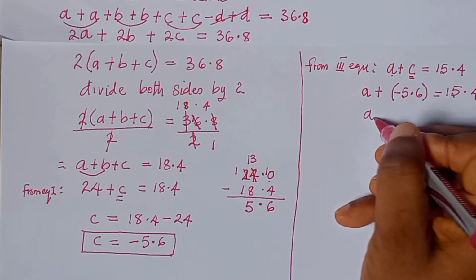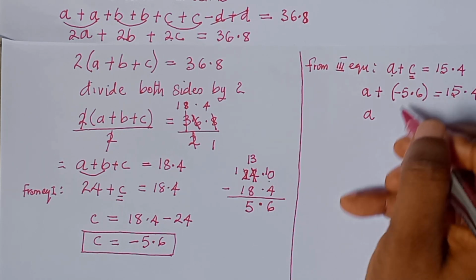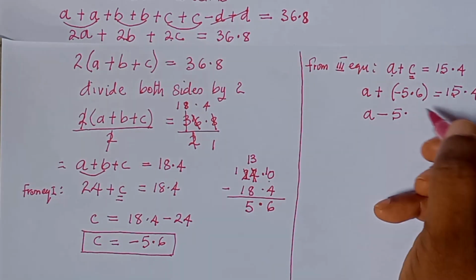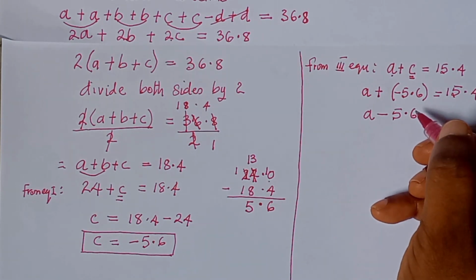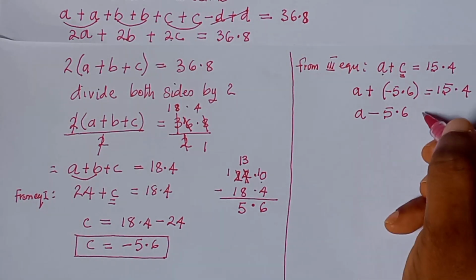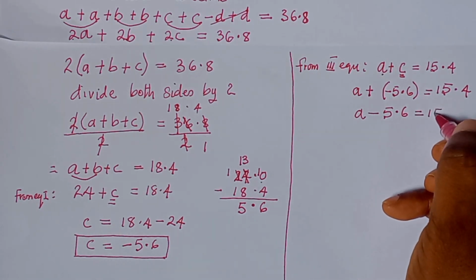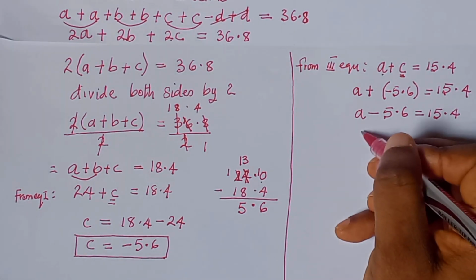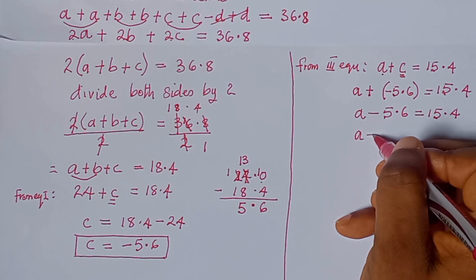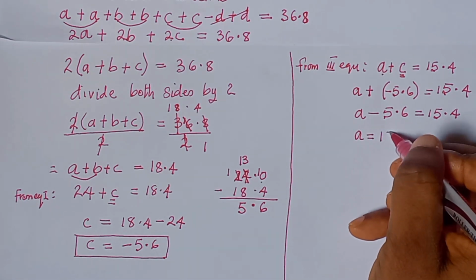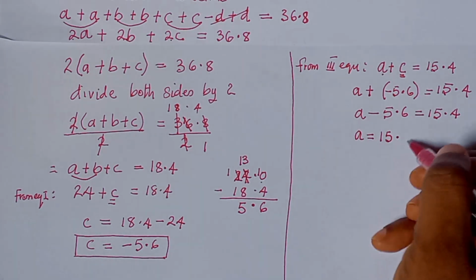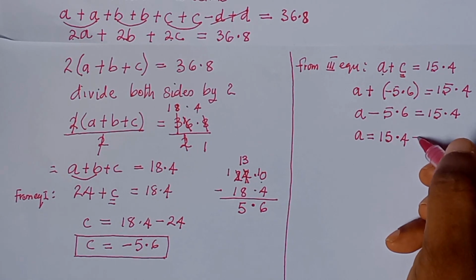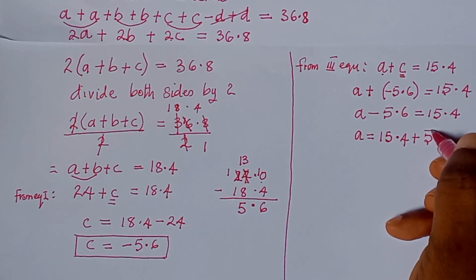So we have A, minus plus times minus is minus. So we have minus 5.6 there, equals 15.4. So here we have A equals 15.4. This crosses the equality sign, so we have plus 5.6.